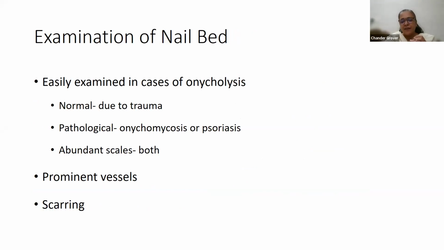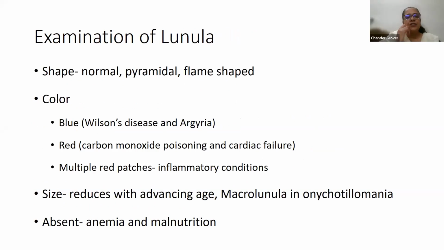Prominent vessels and evidence of scarring are two important things which you may easily miss if you're not looking for them. Then examination of the lunula. Its shape, first, it is not visible in all the nails. It is going to be visible only in the larger nails. So if you're seeing a big lunula in multiple nails, think of macrolunula also.